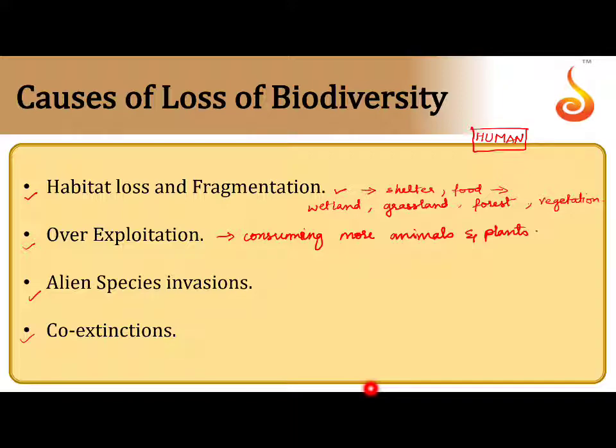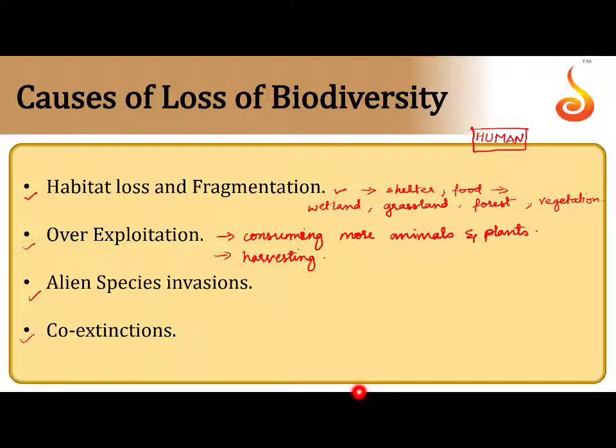Not only that, does this mean only animals are getting affected by this? No, we are more and more sowing and harvesting crops. The more the harvesting is happening, the less fertile the land becomes. So what happens? That region becomes completely barren. So that's about overexploitation.